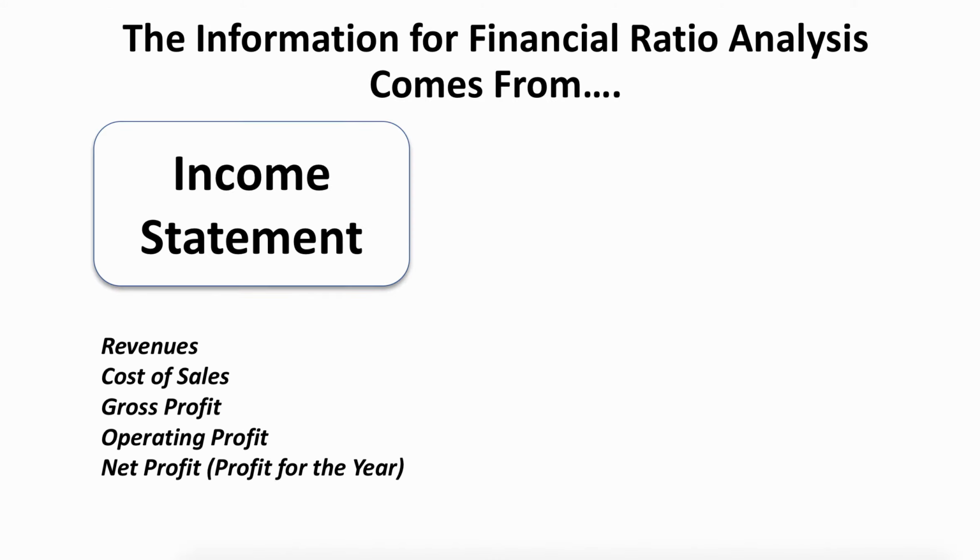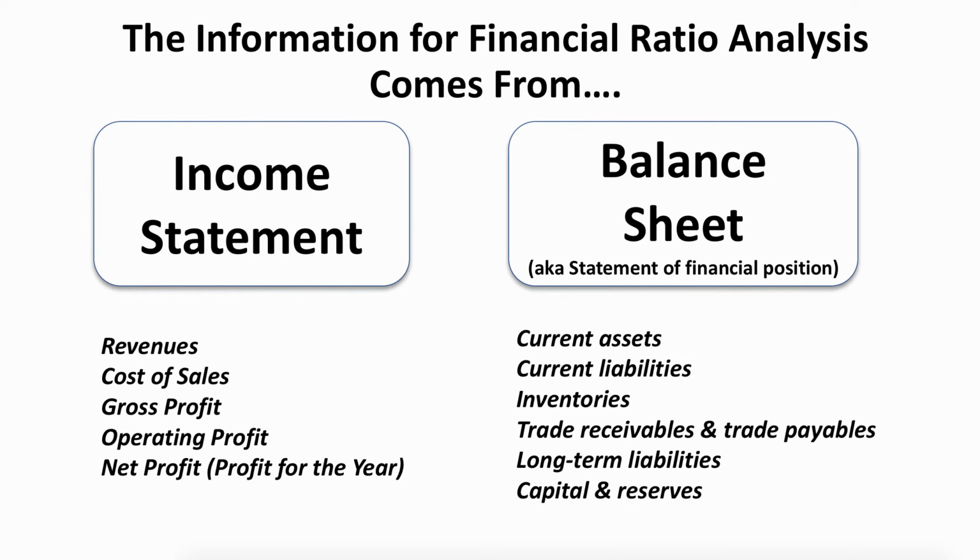So where does this information come from that we can explore? Well, basically two parts. The company's accounts are basically formed of the income statement, where we'll find out details of the revenues and the cost of sales and the various profits that a business earns. And also from what's commonly known still as the balance sheet, formerly known as the statement of financial position.